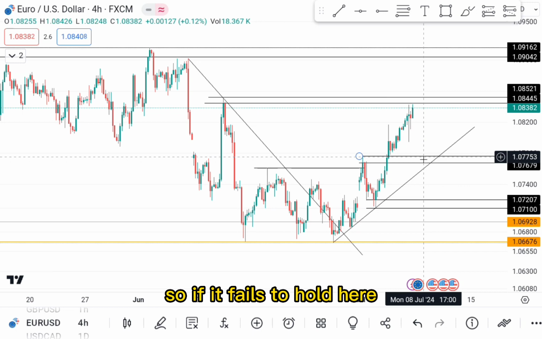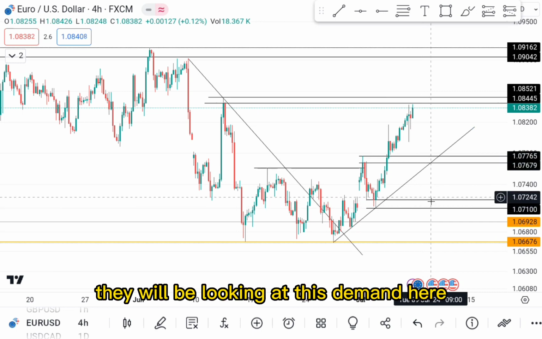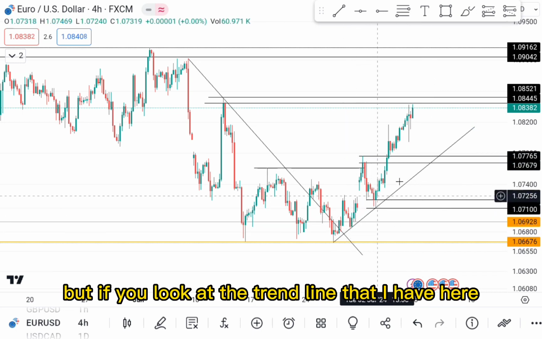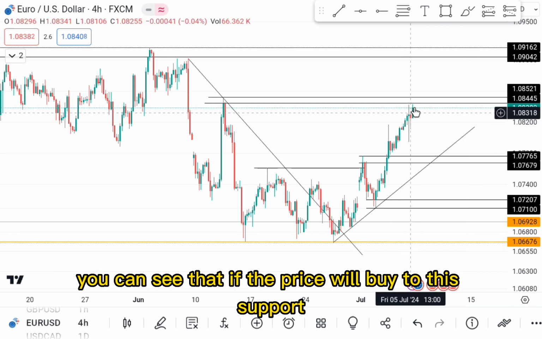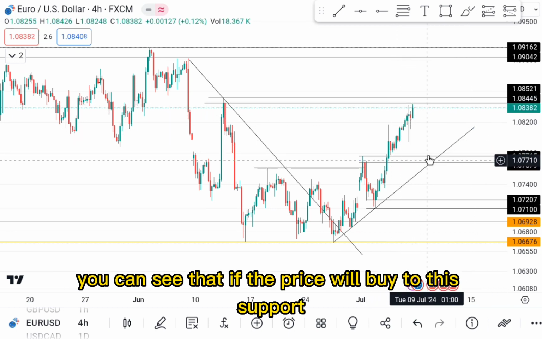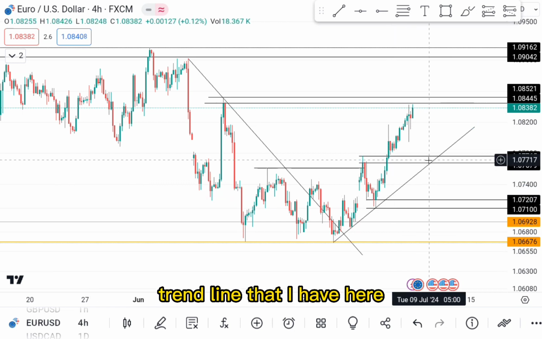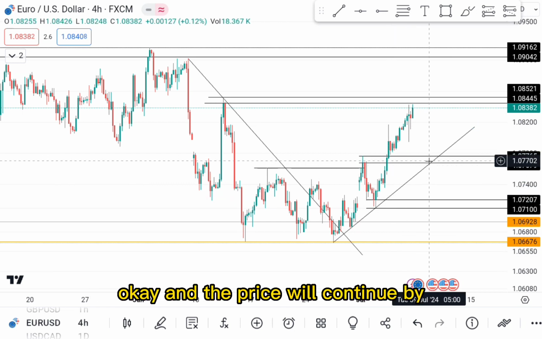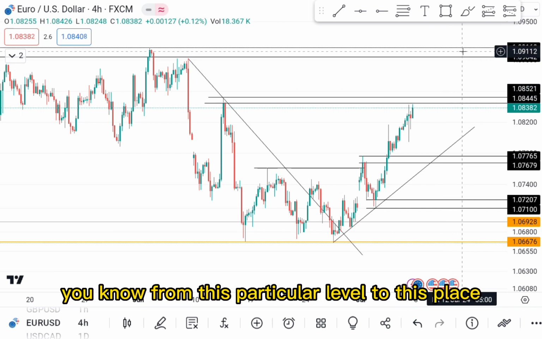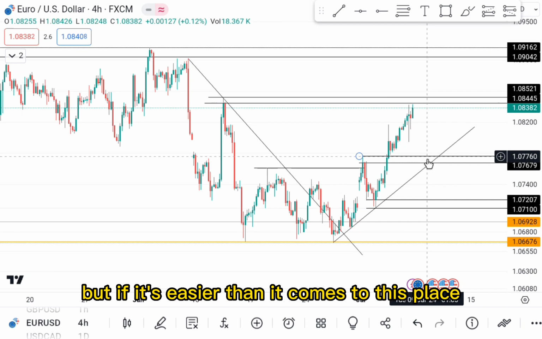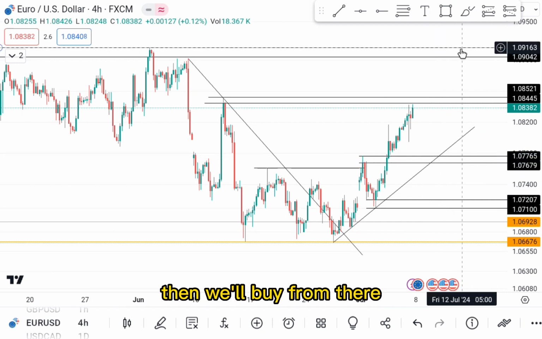If it fails to hold here, then we'll be looking at this demand here. But if you look at the trend line that I have here, you can see that if the price pulls back to this support, it's going to give us a confluence with this trend line. The price could continue buying from this particular level to this place. But if it fails here, then it comes to this place, then we'll buy from there.